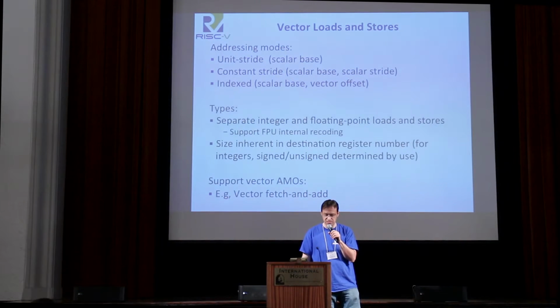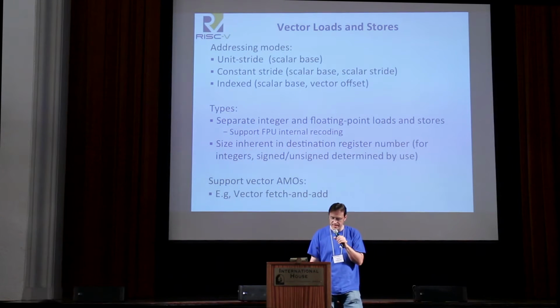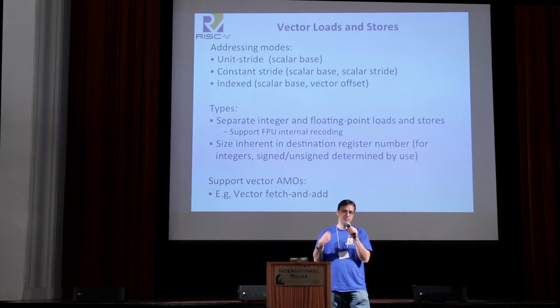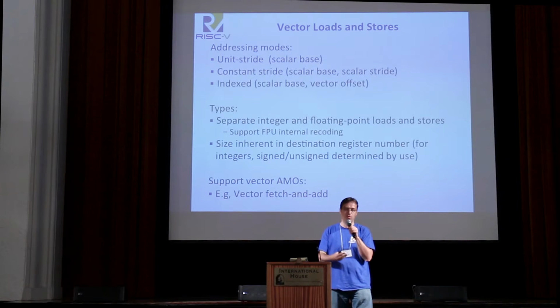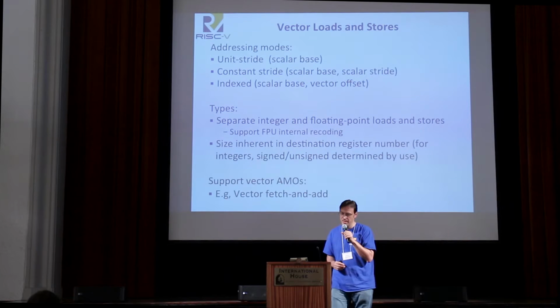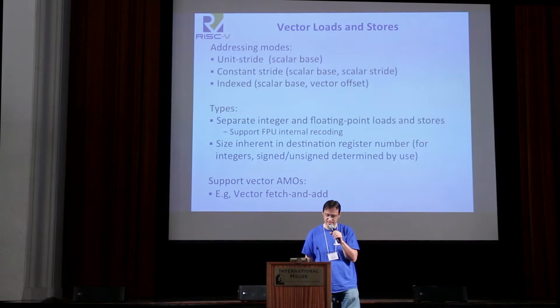So vector loads and stores, we support unit stride, constant stride, and indexed, classic vector addressing modes. And we have separate integer and floating point loads and stores. And the reason for that is that we want to support internal recoding in the floating point units. That's particularly important when you're mixing different size floating point operands. And the size is just inherent in the destination register number. So you configure the vector unit, every register knows how big it is. You don't have to put that in a load and store opcode, right? It just follows with whatever the type is.